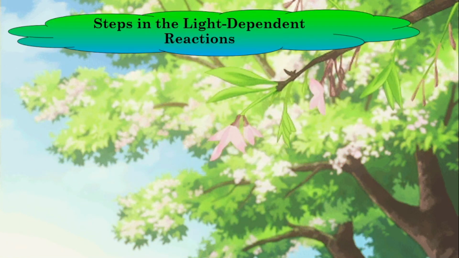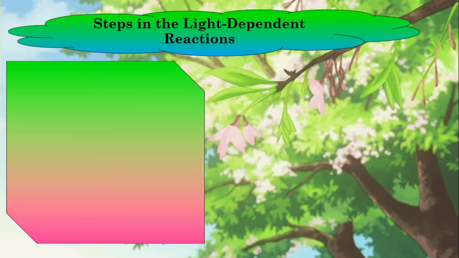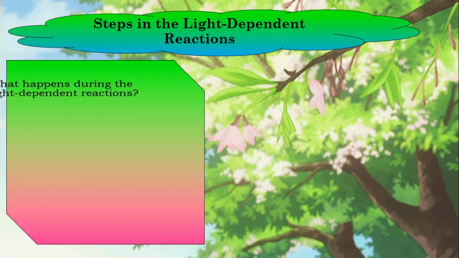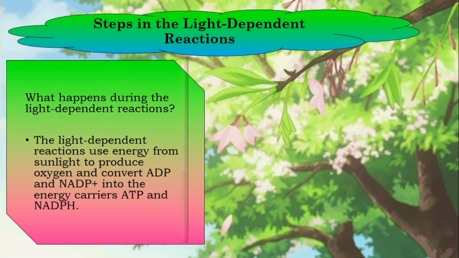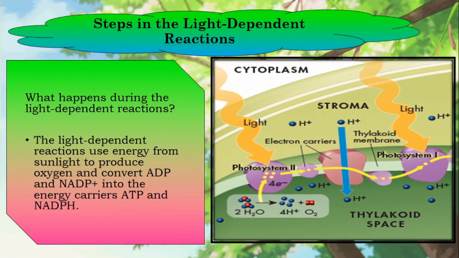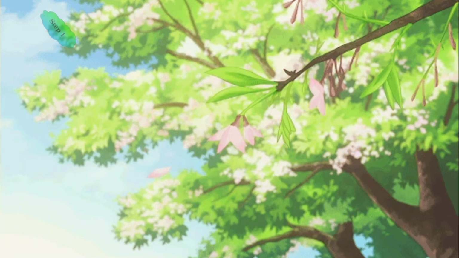Steps in the light-dependent reactions of photosynthesis. So what happens during the light-dependent reactions? Light-dependent reactions use energy from sunlight to produce oxygen and convert adenosine diphosphate and nicotinamide adenine dinucleotide phosphate into the energy carriers ATP and NADPH.